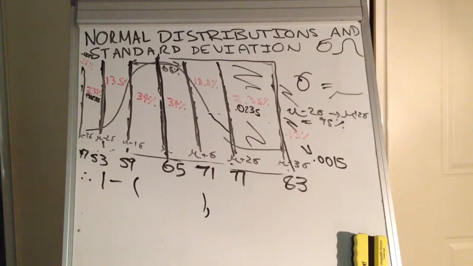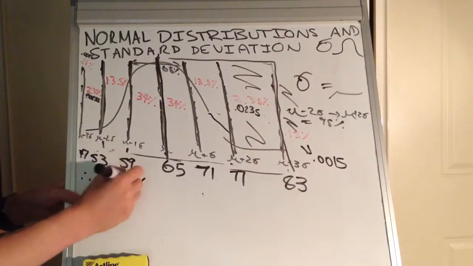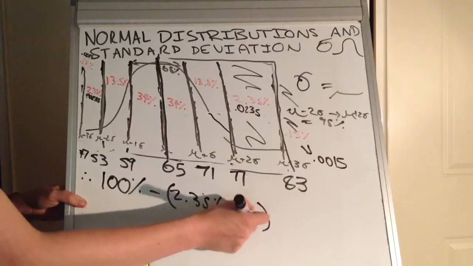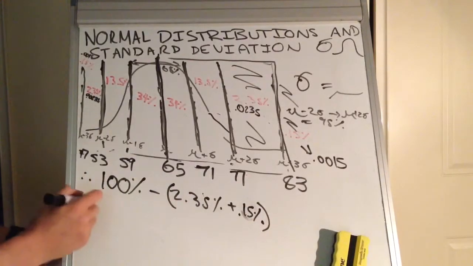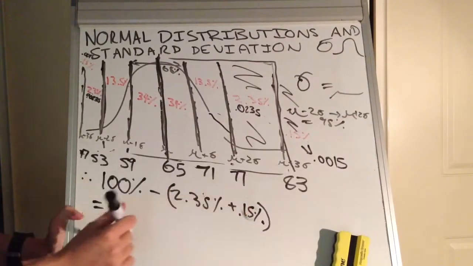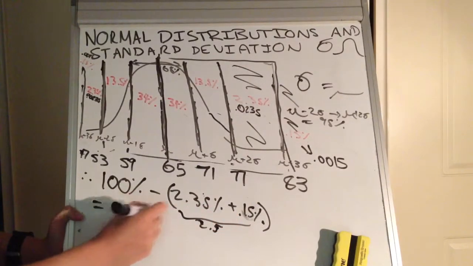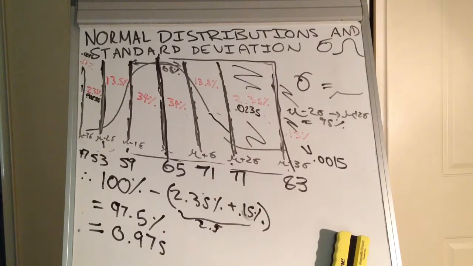Now what we could do as an alternative is actually solve it using percentages, and then from that we can convert it to a probability. And that's something I might show you now, because maybe that might help you find it a little bit easier as well. So we have 100% subtract 2.35% plus 0.15%. Now that is the same as having 100 take 2.5, because 2.35 plus 0.15 is going to make 2.5. So 100 take 2.5 leaves us with 97.5%, and then from that we can rewrite it as a probability of 0.975. That's an alternative way of going about it.